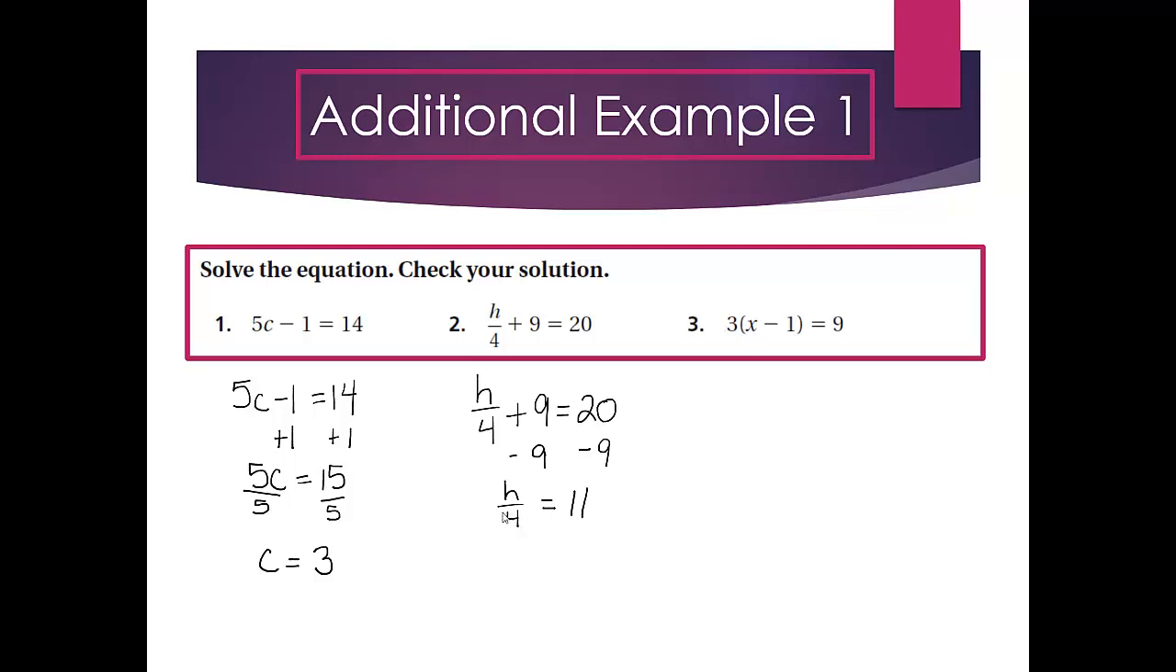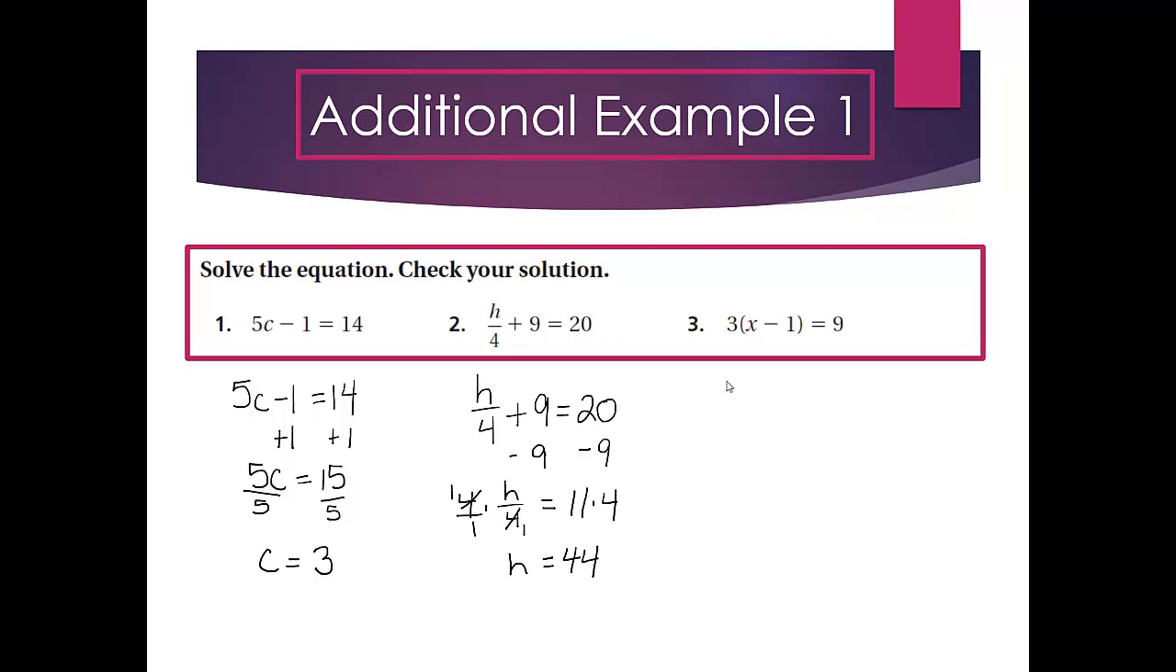Now we need to undo the division. We'll do that by multiplying each side by 4. On the left-hand side, 4 times h divided by 4 is just h. And we get that because if we make 4 into a fraction, we can then simplify these 4's by dividing by 4. And now you can see we just have one h, which is h. And then 11 times 4 is 44. We can then check our solution by plugging the 44 into our equation. And 44 divided by 4 is 11. And 11 plus 9 is 20.